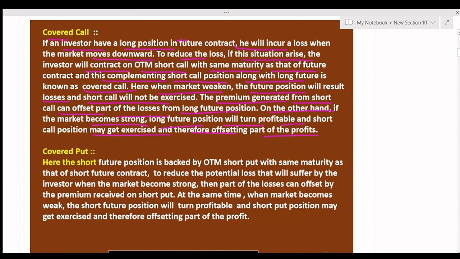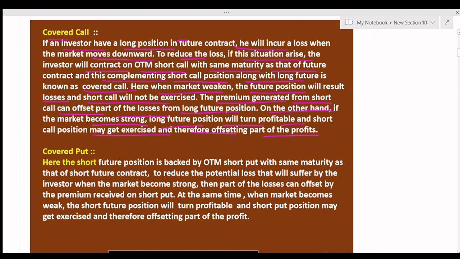Here you see a covered call is a combination of two derivatives, one is a future and the other is an option. In a covered call there is a long future and a short call option. So if the trader suffers a loss from one derivative from the movement of the underlying price, that will be mitigated by the profit earned by the other derivative.